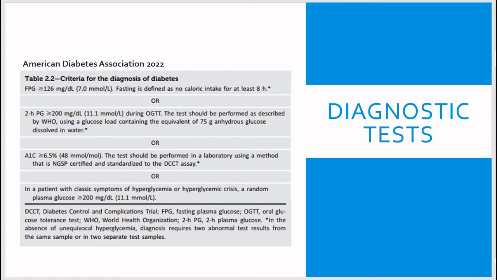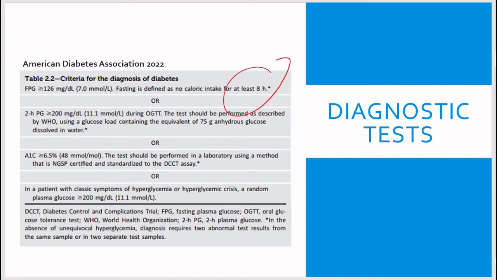So what tests do we use to screen and diagnose diabetes? These include fasting plasma glucose, a 2-hour plasma glucose during an oral glucose tolerance test, and an A1C. According to the American Diabetes Association, these are the diagnostic criteria for diabetes. Diagnosis requires 2 abnormal test results from either the same sample or two separate blood test samples. It's a positive test if the fasting plasma glucose is greater than or equal to 126, and they have to be fasting, meaning fasting for at least 8 hours.